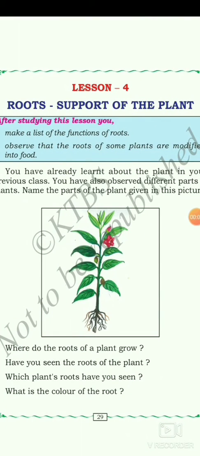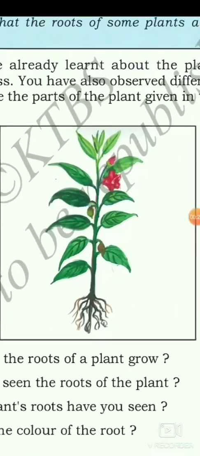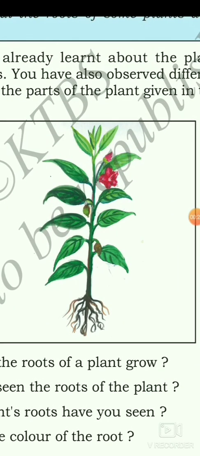Children, today I am going to teach you lesson number 4 of EVS, root support of the plant. In this lesson you will learn what the functions of roots are, how a root is useful for a plant or tree, and how some roots are useful for us as food. Now see the picture, children. Here at the bottom you can see the root, and the leaves, then the flower, then the stem.